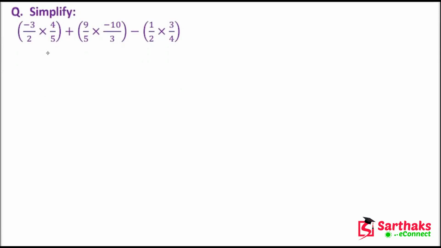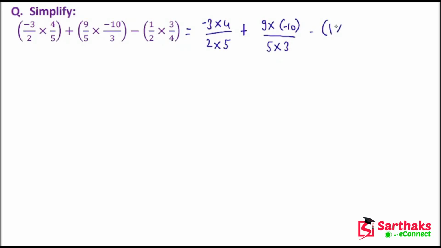Simplify minus 3 upon 2 into 4 by 5 plus 9 by 5 into minus 10 by 3 minus 1 by 2 into 3 by 4. So let us do that. Let us multiply all the numerators and denominators of fractions. Minus 3 upon 4 whole upon 2 into 5 plus 9 into minus 10 whole upon 5 into 3 minus 1 into 3 whole upon 2 into 4. Okay. So this is how you have to multiply.